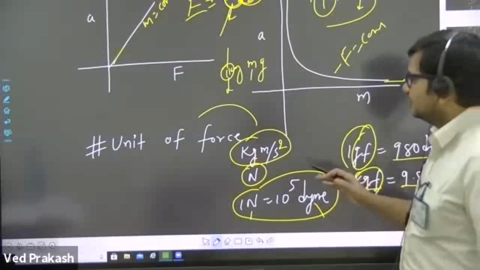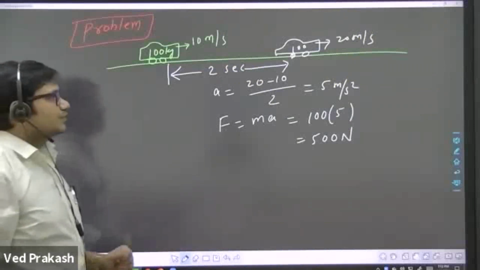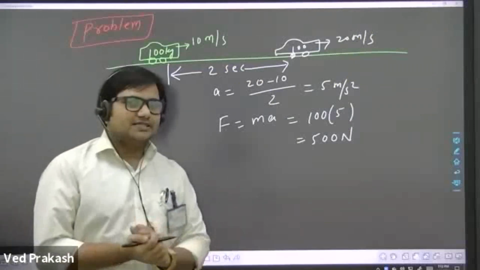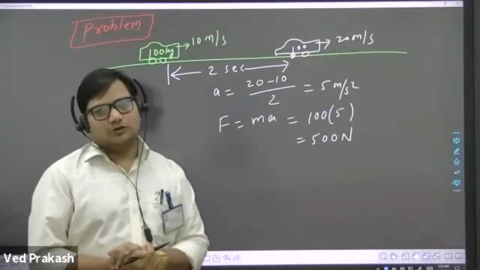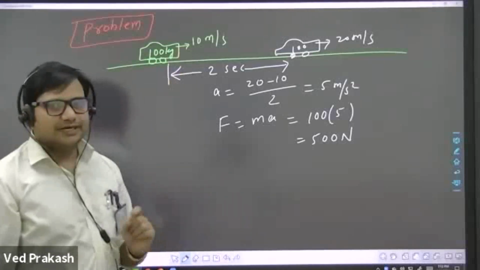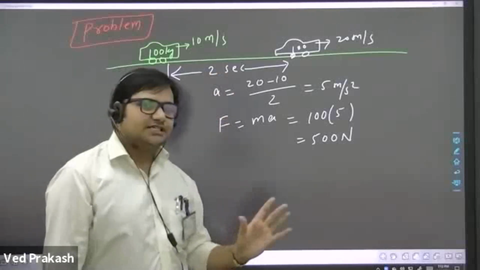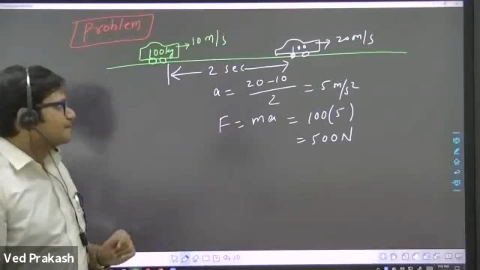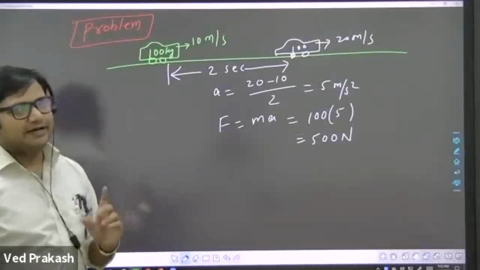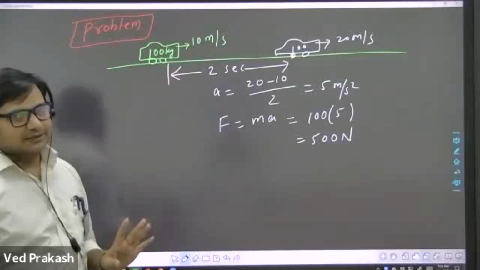Okay. So I hope you understood these concepts. Let's move to our next slide. Now we will solve an example based on Newton's second law of motion. Here a car is moving with initial velocity 10 meter per second, and after 2 seconds, its velocity changes to 20 meter per second. The mass of this car is given as 100 kg. So you have to find the force acting on this car, right?